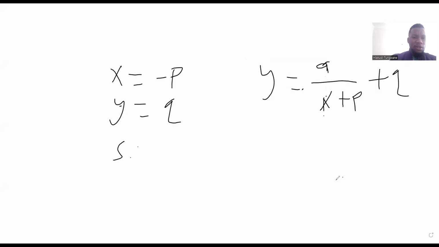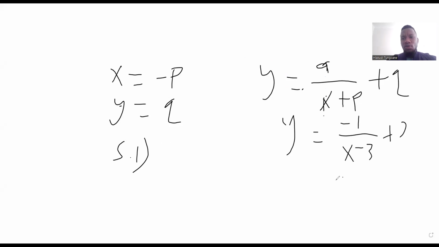so for 5.1, the answer is, remember our function is in the form minus 1 over x minus 3 plus 2, right? Which means that x equals minus 3. That's the first equation of the asymptote, so that's a vertical asymptote. And then the horizontal asymptote is going to be y equals 2, right? So there you go. You already have your 2 marks for the first part of the question.